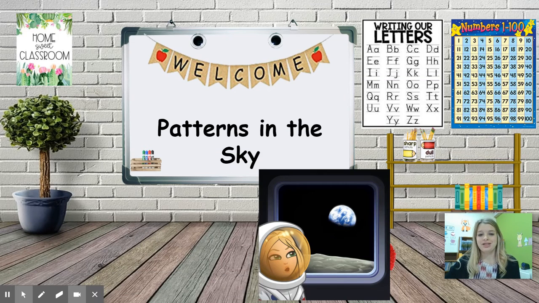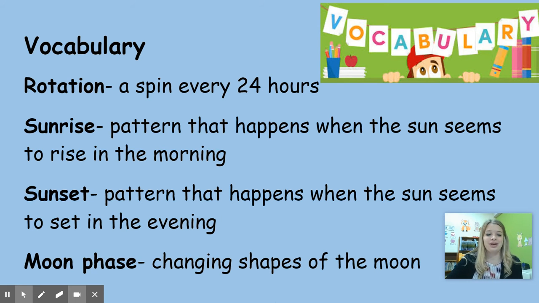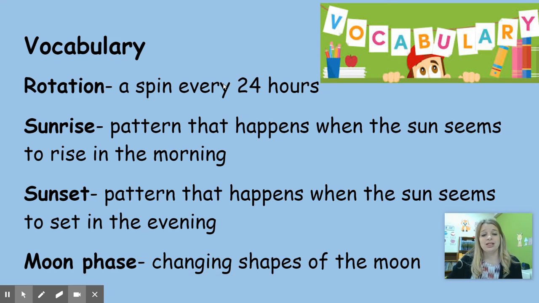So today we're going to be talking about patterns in the sky. Your learning target today is: I can tell what causes day and night and moon phases. Your vocabulary is rotation, and that is a spin every 24 hours. Sunrise is a pattern that happens when the sun seems to rise in the morning. A sunset is a pattern that happens when the sun seems to set in the evening. And then you have moon phase, which is the changing shapes of the moon.